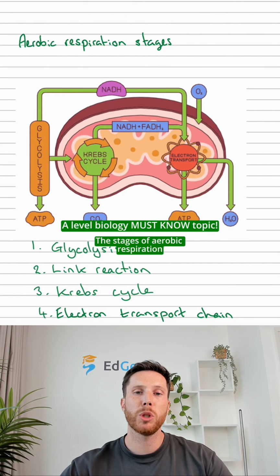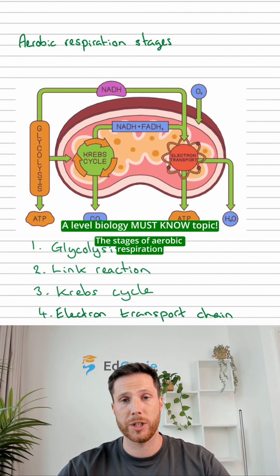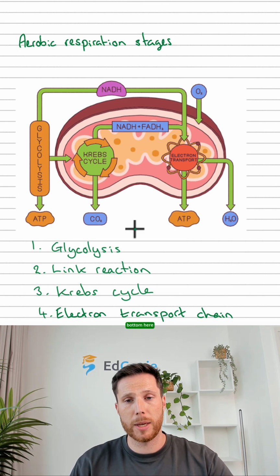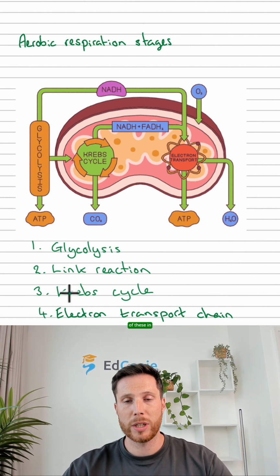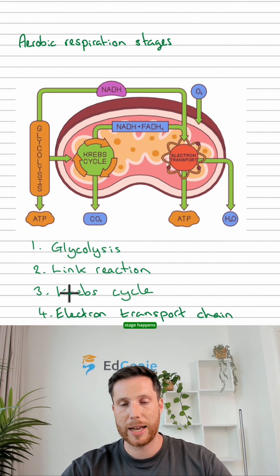This is another one of your must-know topics for A-level biology. This is the different stages of aerobic respiration. So we can see the 4 different key stages at the bottom here. Now, I'm not going to go through each of these in real detail because that would take a much longer video. But what I will give you is where each stage happens, a summary of what happens in each stage, and what the key reactants and products are for each stage.